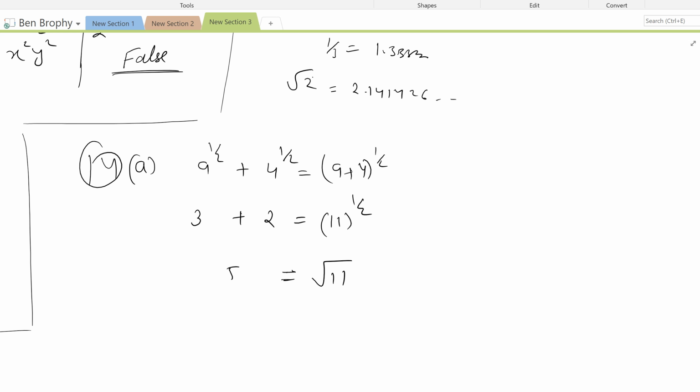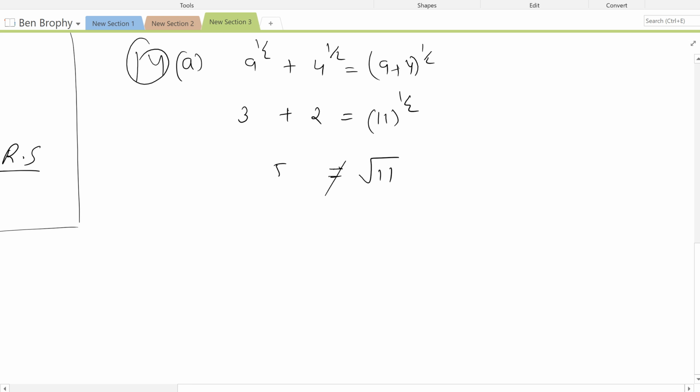There's no recurring. So the numbers which don't recur, we call them not good numbers. So irrational. So yeah, they're not equal. All right, perfect. Not true.